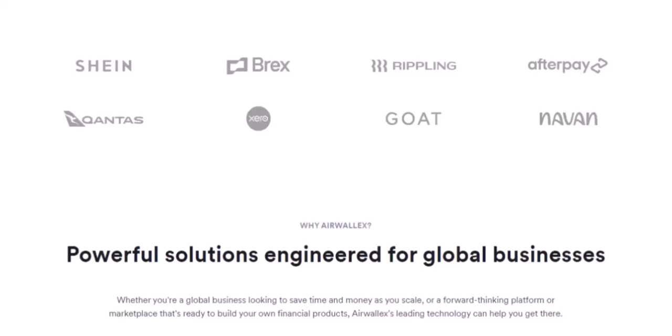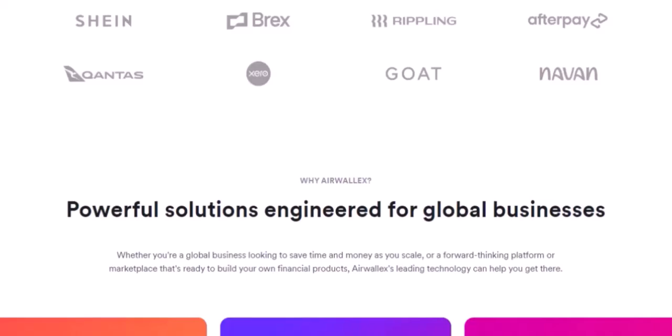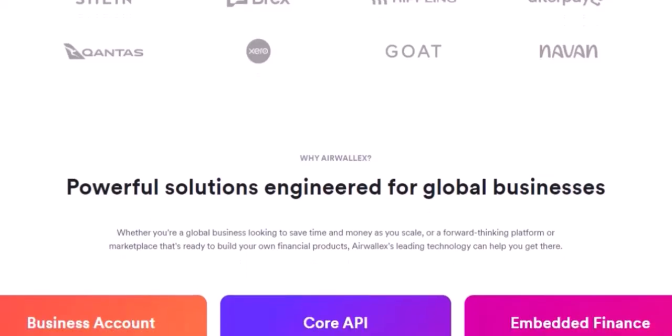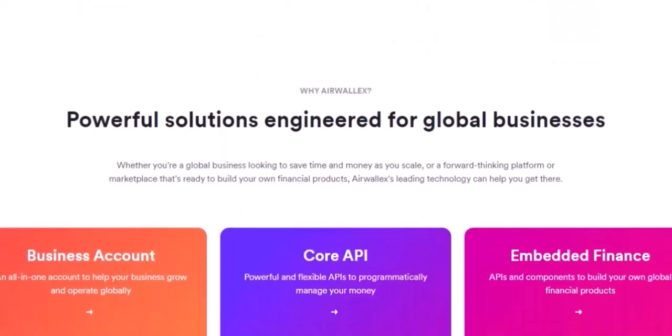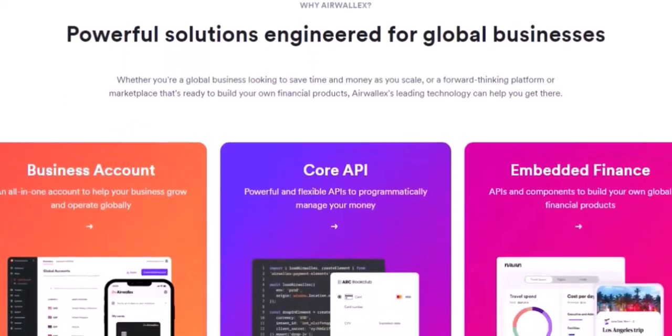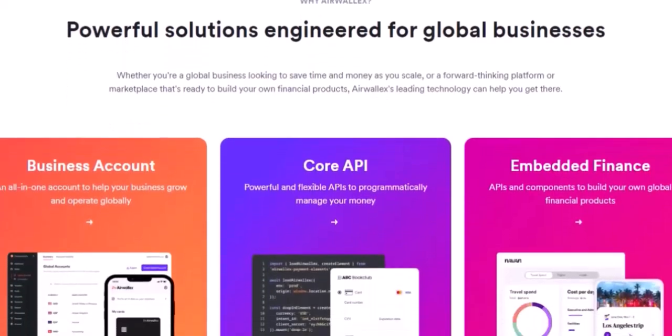Benefits of using a global account: efficiency, streamline your financial operations and save time. Cost effectiveness, reduce transaction costs and currency exchange fees. Scalability, easily expand your business into new markets. Compliance, ensure compliance with local regulations.